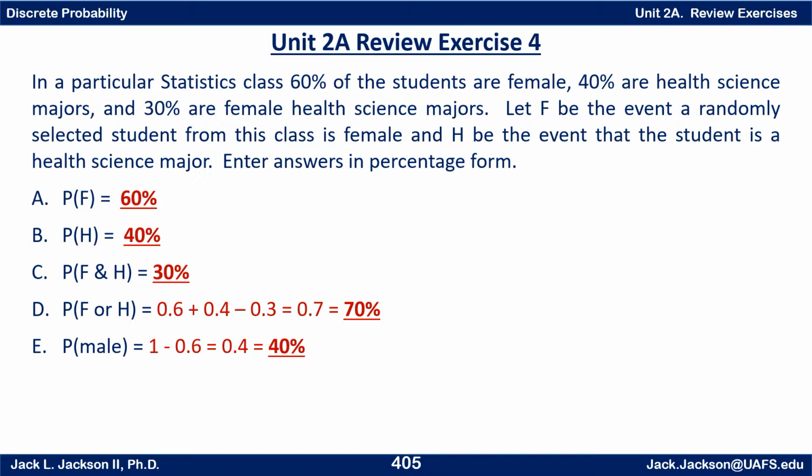The probability of F or H is the probability of F plus the probability of H minus the probability of F and H. So that's 0.6 plus 0.4 minus 0.3, which is 0.7, or 70%. Not female is male, so the probability of male is just the part that's not female. So it's 1 minus 0.6, or 0.4, or 40%.